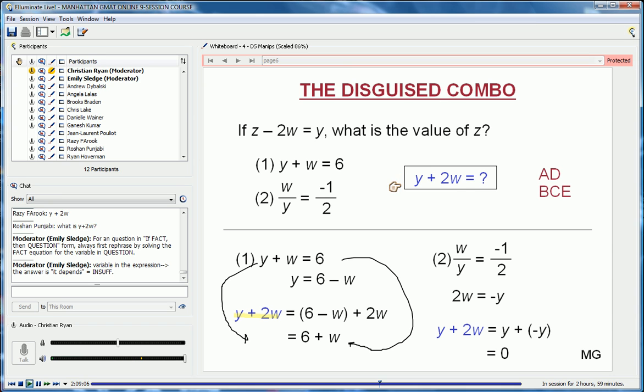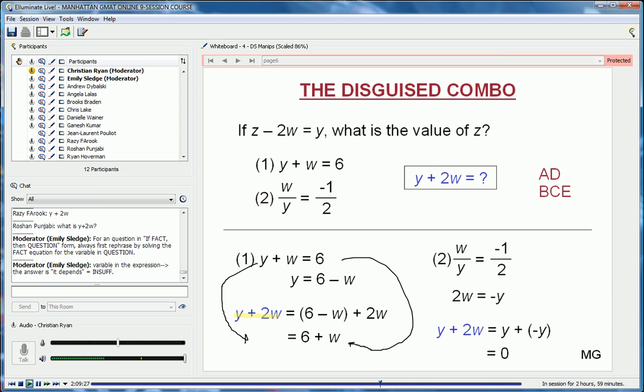So once you get these statements rephrased themselves to the combo in question, which we've highlighted in blue, then just look at the other side. If it's a number, then you're good. If it's a what is question. If it's an expression like this, then you're not good.